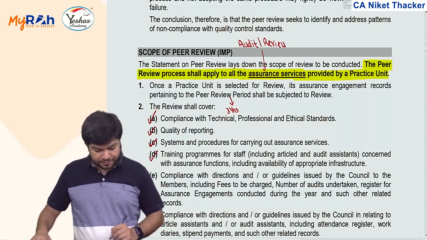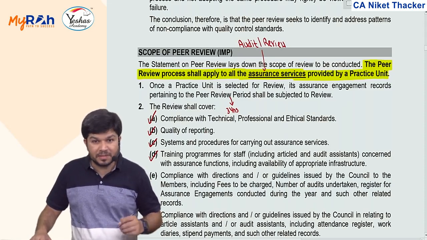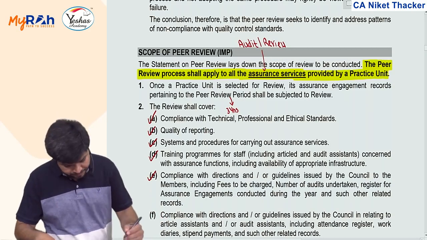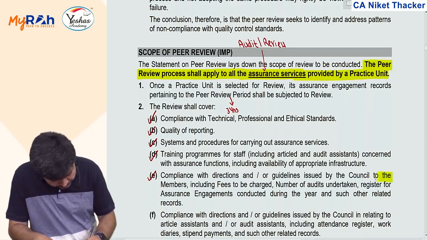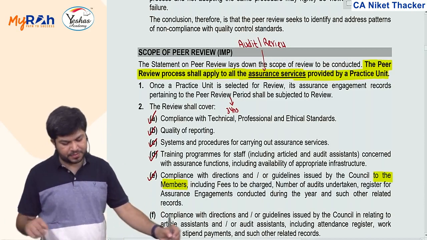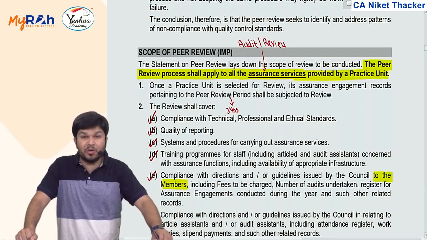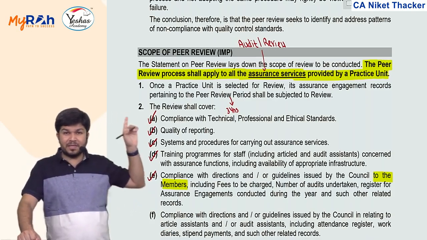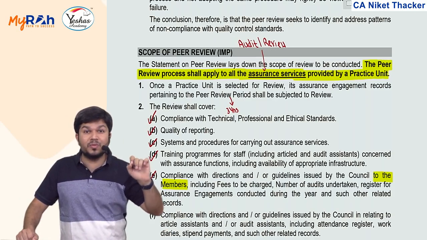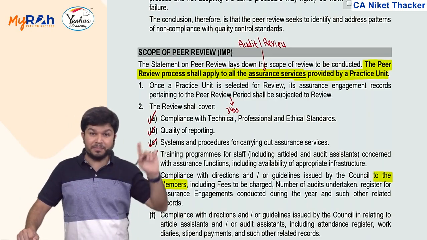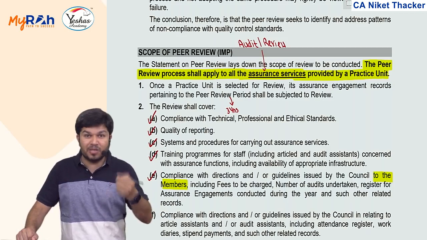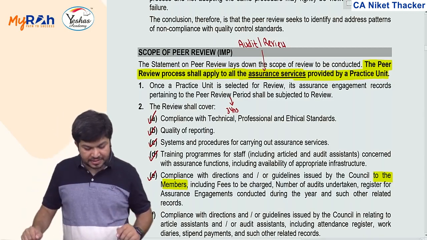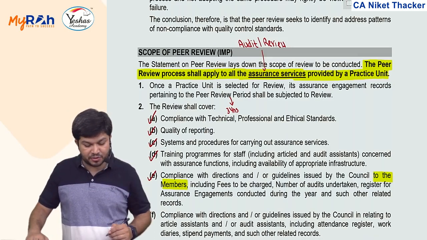staff training, how do you give, compliance with guidelines issued by ICAI for members. This is to the members, including fees charged, how many audits you can take. Remember, company audit: as per company audit, we can take a maximum of 20 audits per partner. Company audit limit is 20. Tax audit limit is 60 per partner. So, these are compliance with directions, guidelines issued by ICAI to the members.